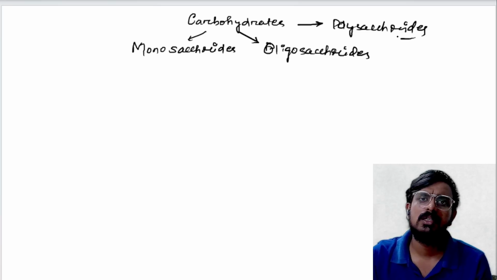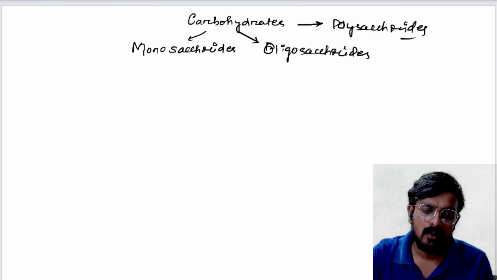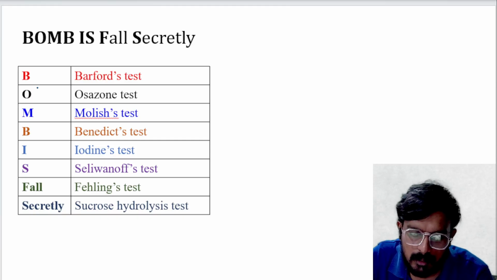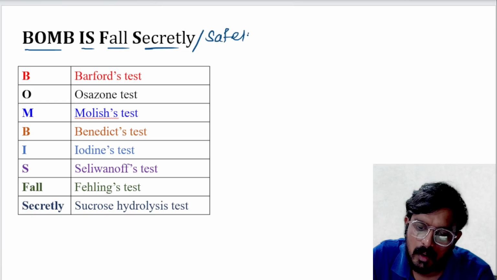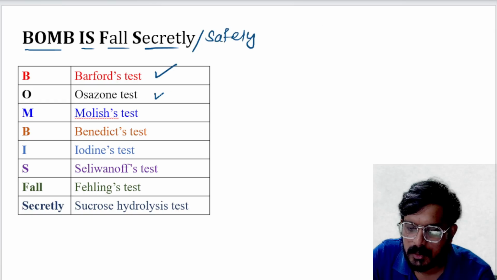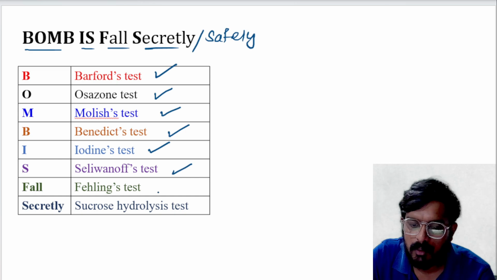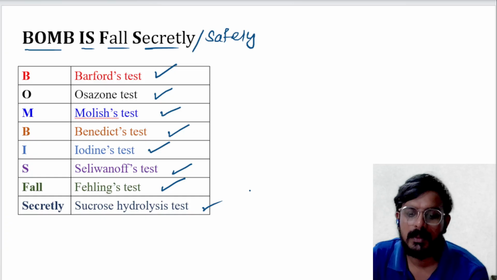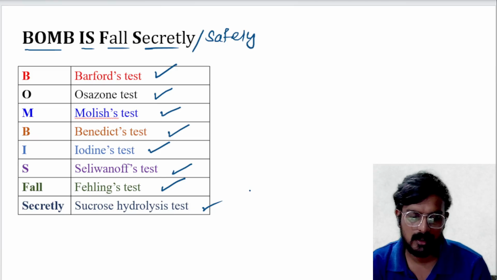There are different tests which are used for the identification of carbohydrate. There is a simple mnemonic to remember the 8 important tests about which we are going to discuss today. The mnemonic is "bomb is fall secretly or safely," whatever you can remember. B stands for Barfoed test, O stands for Osazone test, M stands for Molisch test, B stands for Benedict test, then iodine test, Seliwanoff test, Fehling test, and Sucrase test. I'm just giving you a brief overview of these tests. Okay, please write it down. We will discuss one by one.